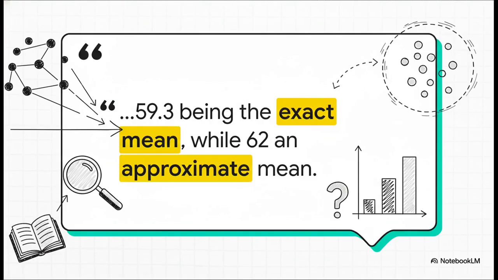And hey, don't just take my word for it. Your own textbook states it crystal clear, 59.3 being the exact mean, while 62 is an approximate mean. So there you have it. Whenever you calculate the mean from grouped data, you're finding a really good approximation.